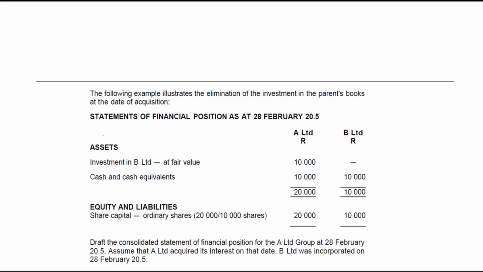The subsidiary will make what journal as it receives the sales from the parent company? What would they do? What journal entry would they pass? Anybody? Just give me one side, either the debit or the credit. For the subsidiary that the parent sold to, what journal entry would they pass as they receive the goods from the parent company?